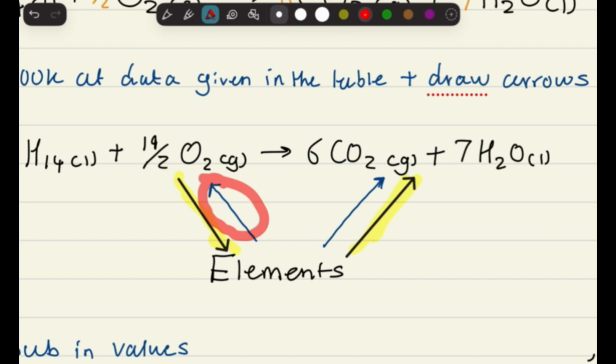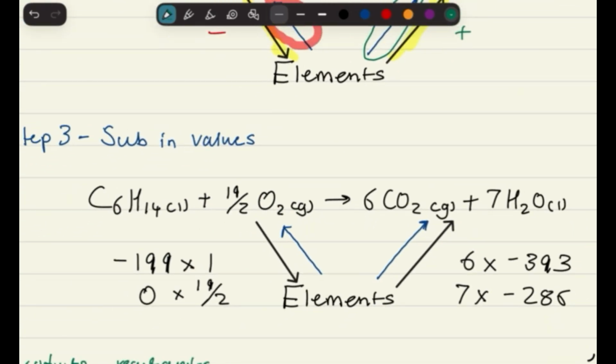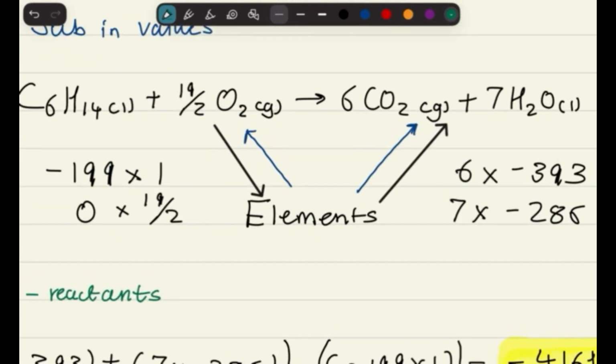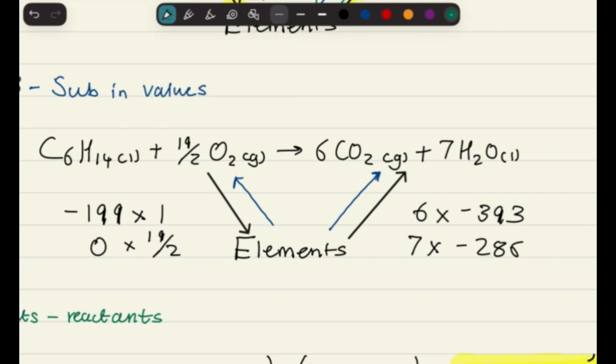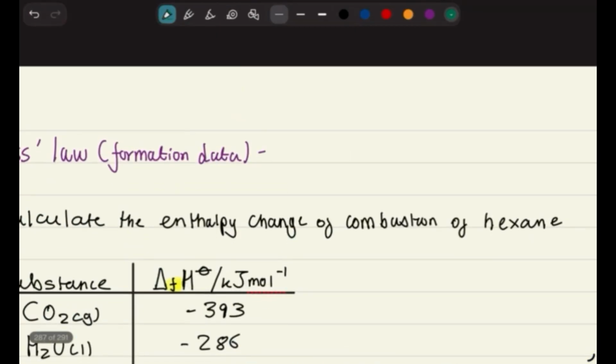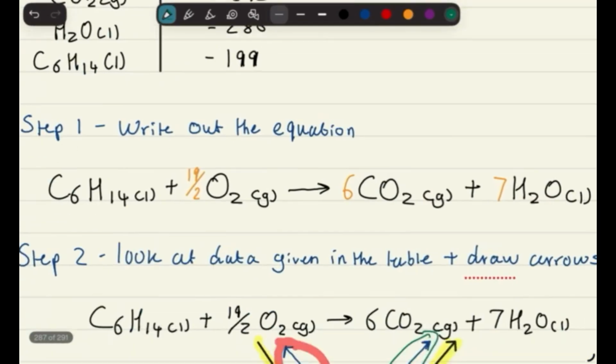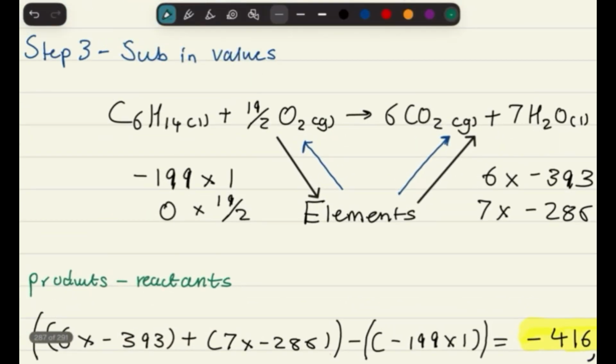So, we're going to make everything on that side negative, whilst on the other side, this arrow is going in the direction that we want it to. So we're going to say plus, and formation, building up. Now we've established that, I can sub in the values, right? So we have, from the table, the enthalpy change of combustion, and the enthalpy change of formation. The enthalpy change of formation of hexane is minus 199.